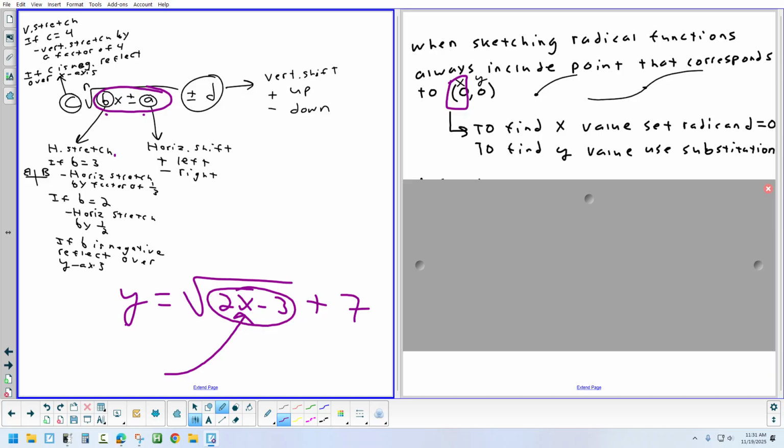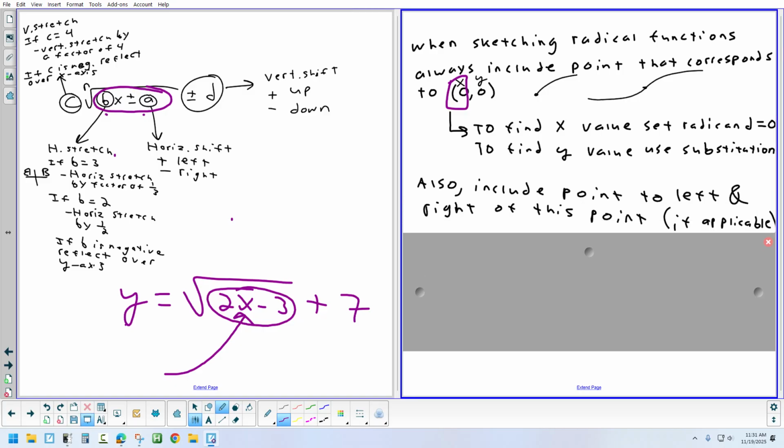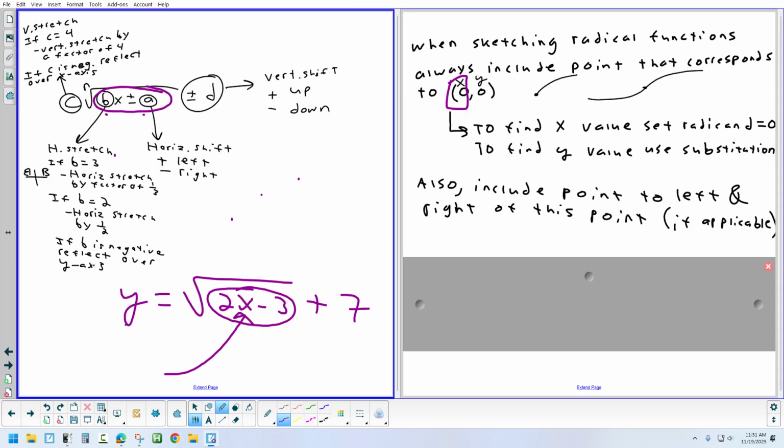Now, that'll give you a single coordinate. That's not enough to do a sketch. All you know now after that is my graph starts right there, or my graph has a center point right there. What we need now is a few more points. If you're doing an even root, it's a little easier. You've only got to check points on one side. Maybe you do 3 more points like that, and you get a nice curve.